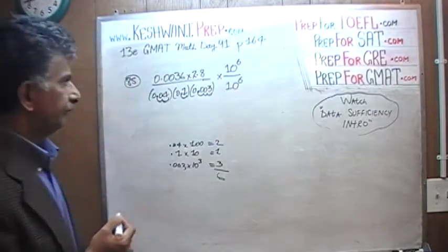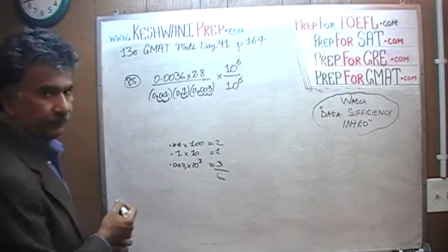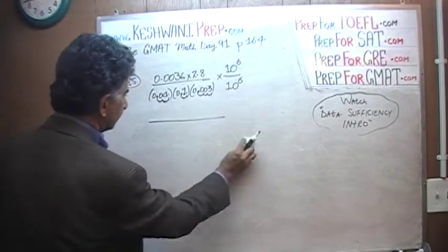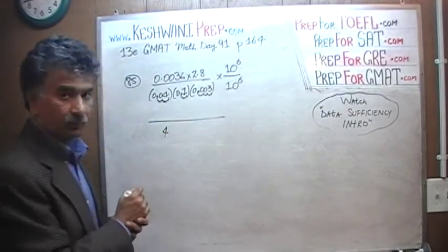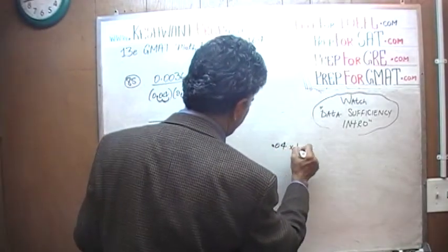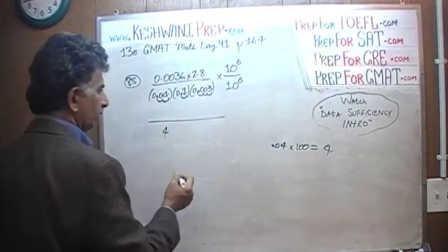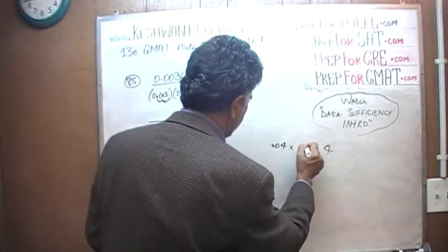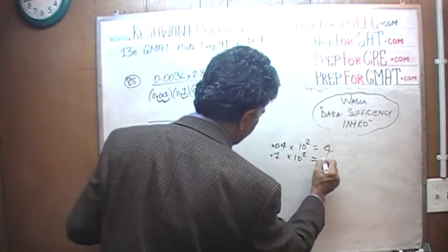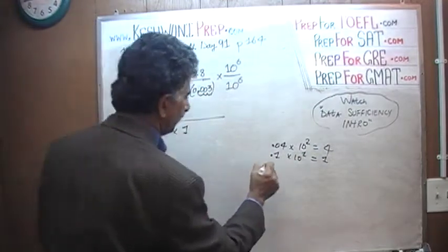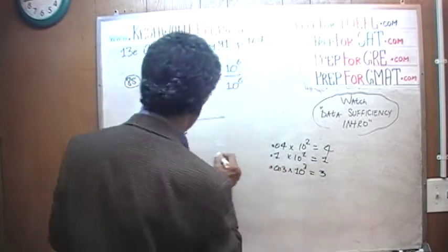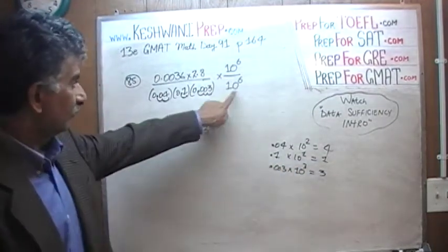10 raised to 6. So, what's going to happen? 0.04 times 100 is going to become 4. That's your 10 raised to 2. 0.1 times 10 raised to 1 is going to become just 1. And 0.003 times 10 raised to 3 is just going to become 3. So that's 10 raised to 6.